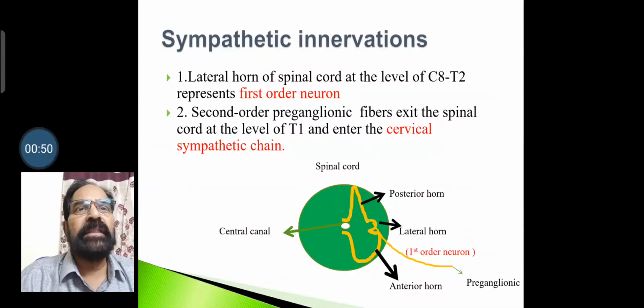Coming to sympathetic innervation, the lateral horn of spinal cord at the level of C8 and T2 represents the first order neuron. The second order preganglionic fibers exit the spinal cord at the level of T1 and enter the cervical sympathetic chain.